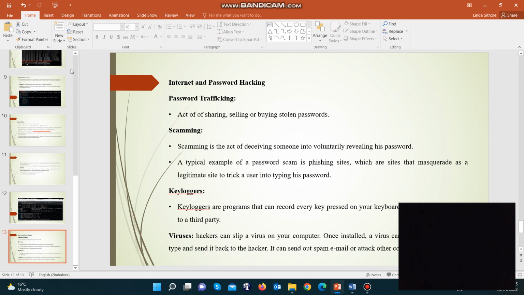Now I'm going to demonstrate the practical part of password hacking on a file that contains important information on a computer system, and then if that file is accessed by an intruder or by a hacker, all the information in that file is gone, and they can do whatever they want with that information. So let's go to our demonstration.